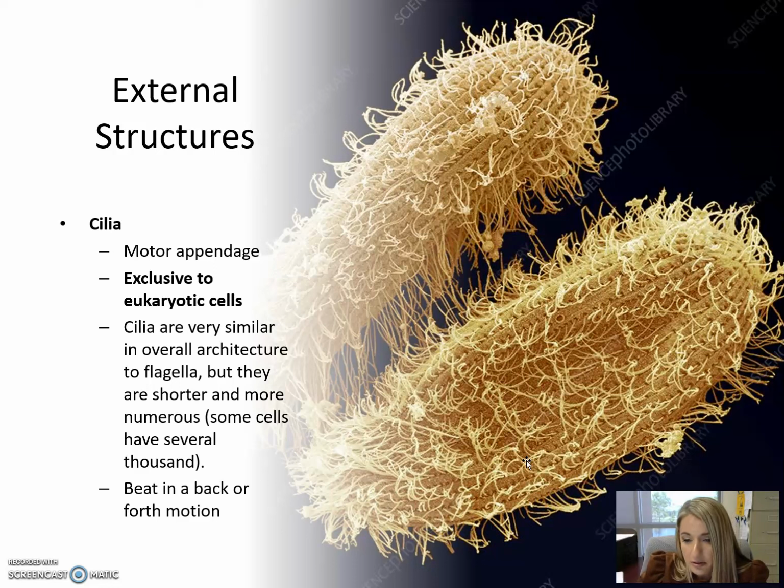And cilia are also found in cells within our body. We have cilia throughout the respiratory tract and the female reproductive system to help with movement of various things as well. But cilia are exclusive to eukaryotic cells only.